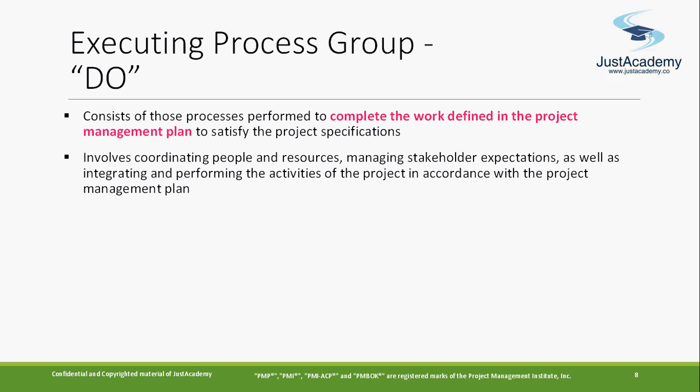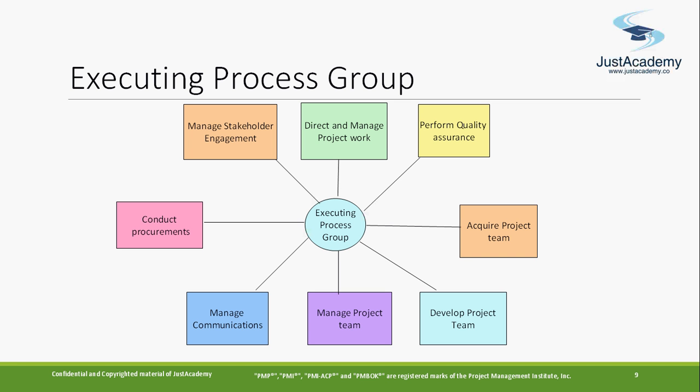Executing process group, like do activities, and consider those processes performed to complete the work defined in the project management plan. So whatever has been defined in the project management plan, just do those activities and meet the requirements. And obviously when you do activities, a lot of resource coordination has to happen. We need to meet the stakeholder expectations, try to resolve the issues on time and get the things done on time. All those things you do as part of the executing process group.